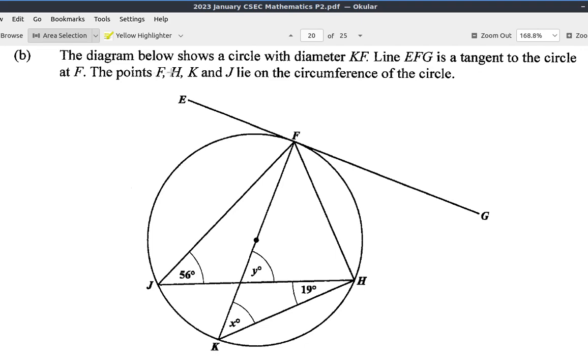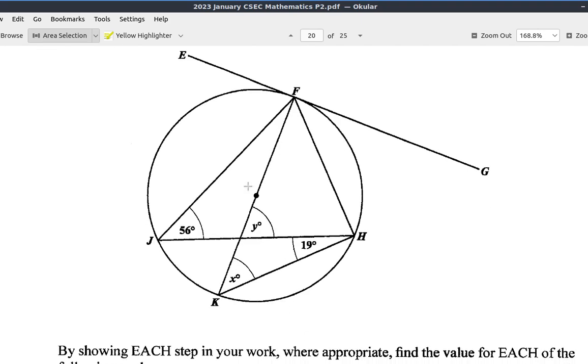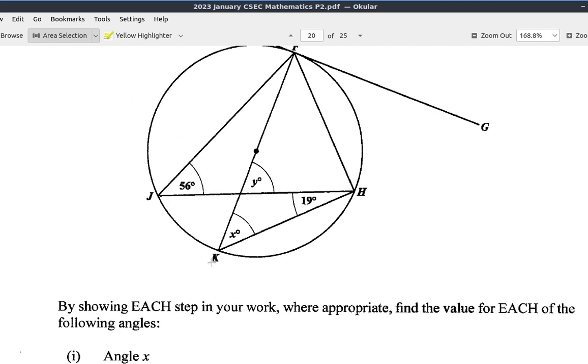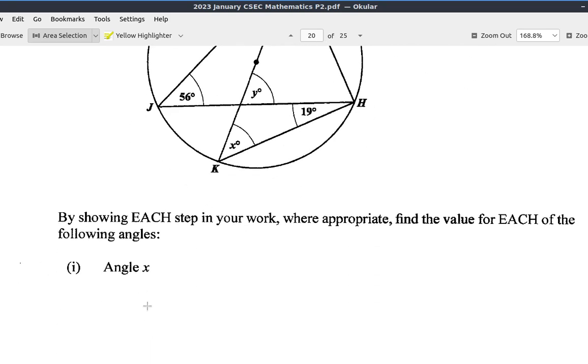The points F, H, K, and J, as we go around the circle, you see F, H, K and J lie on the circumference of the circle. Alright? By showing each step in your work where appropriate, find the value of each of the following angles.